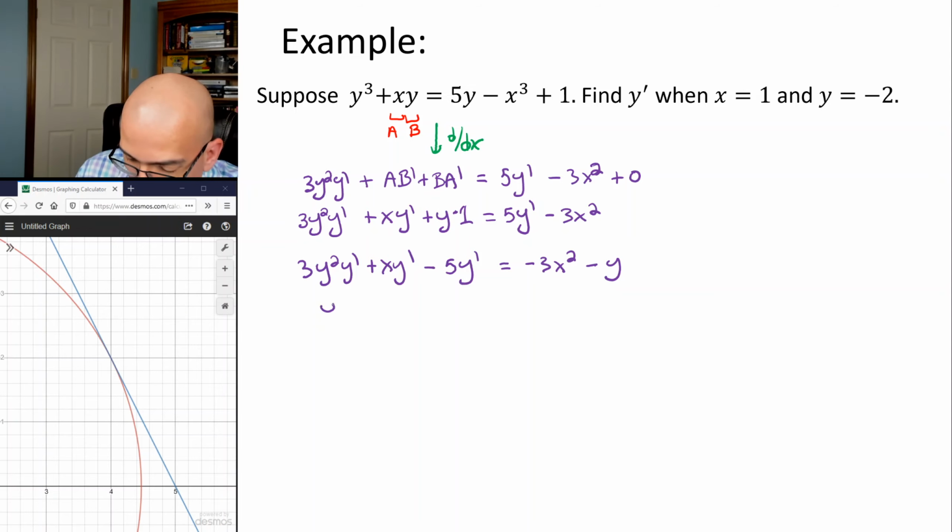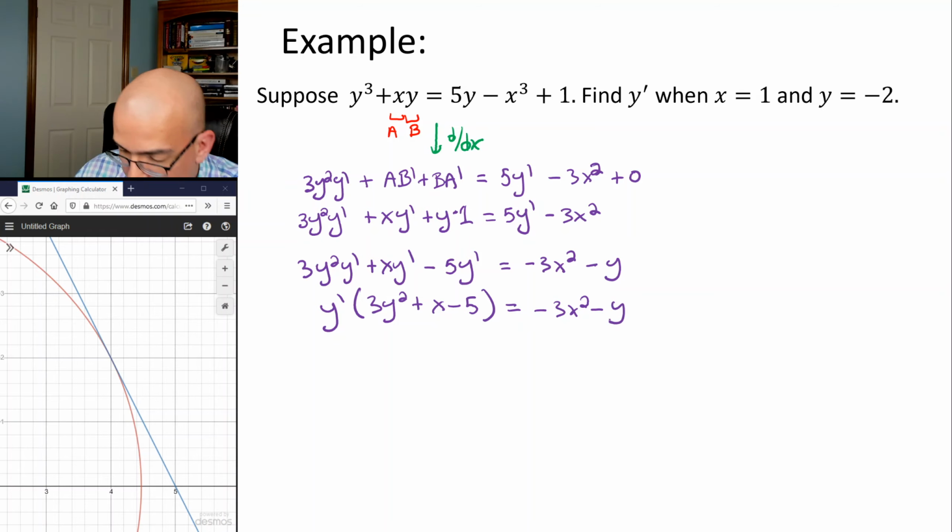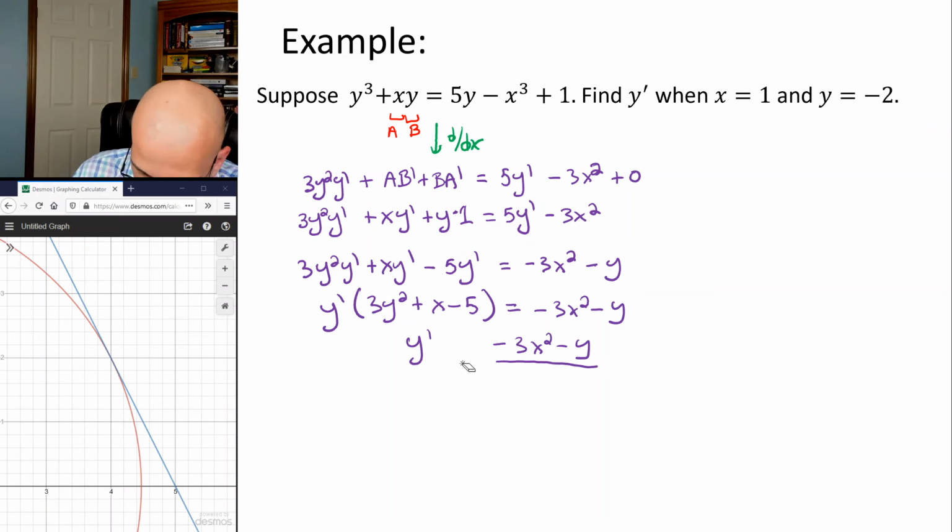Next step, I'm going to common factor out y prime. And I get 3y squared plus x minus 5 equals -3x squared minus y. I'm going to double check I didn't miss anything. Looks good. Right, now I'm going to divide both sides by that bracket. So 3y squared plus x minus 5.